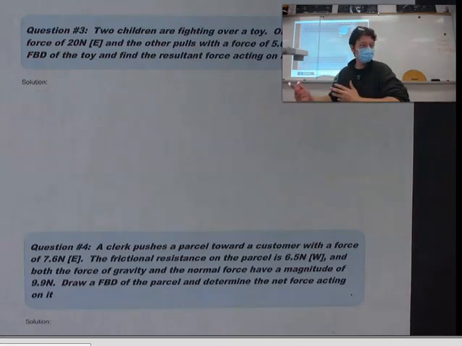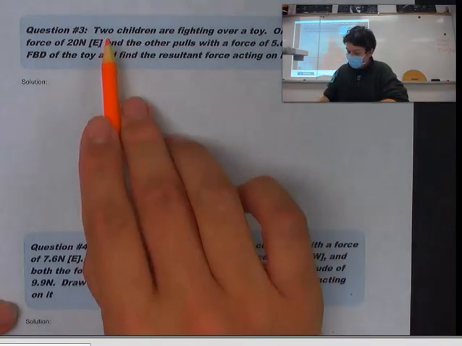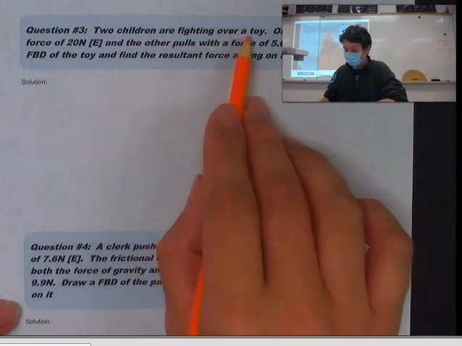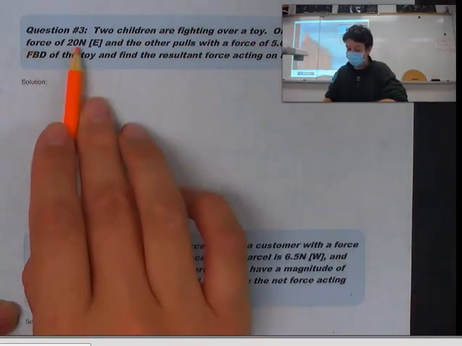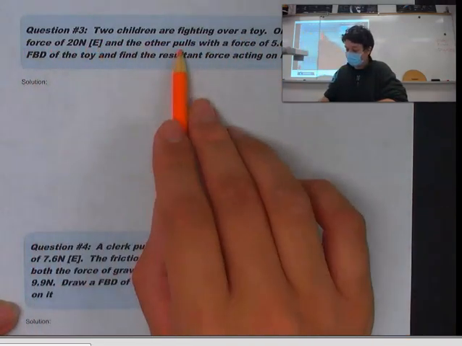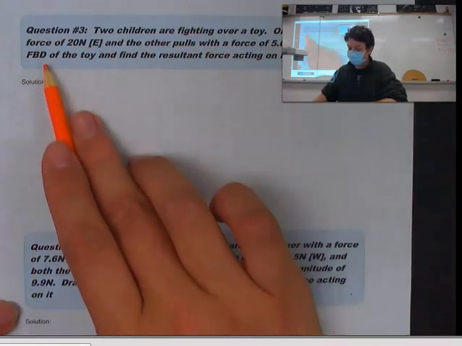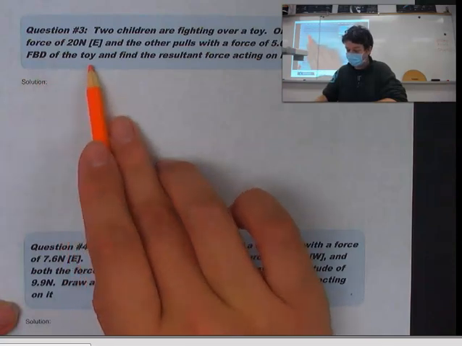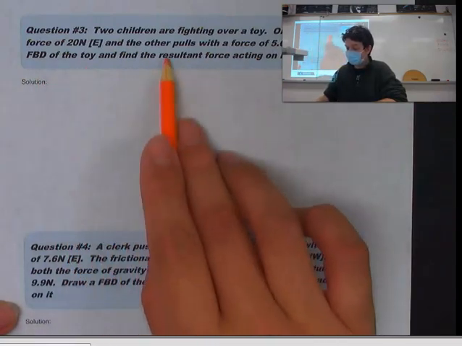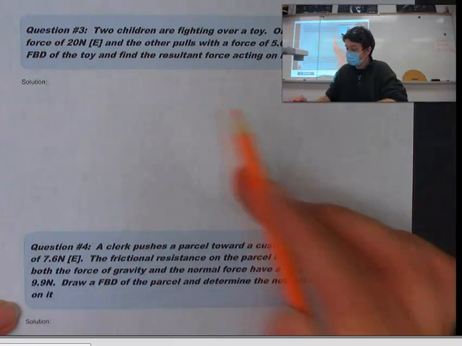All right. Question 3, here we have 2 children fighting over a toy. One pulls with a force of 20 newtons east, and the other pulls with a force of 5 newtons west. First, we're going to draw a free body diagram of the toy, and then we're going to find the resultant force, or net force, acting on it.